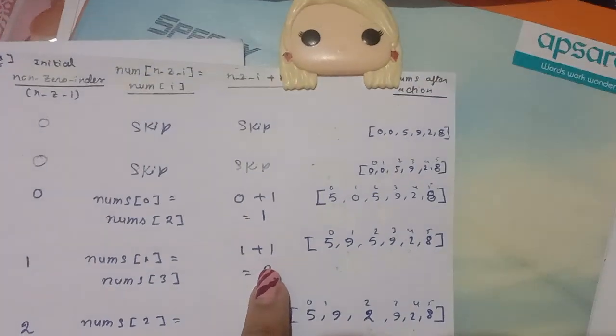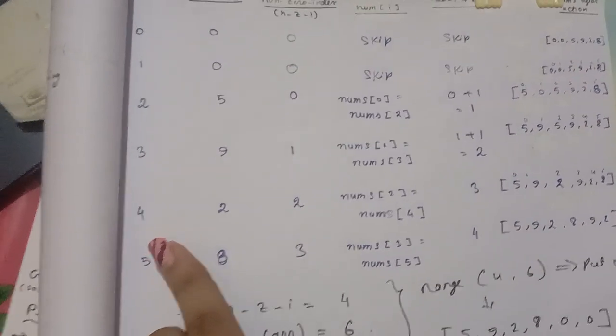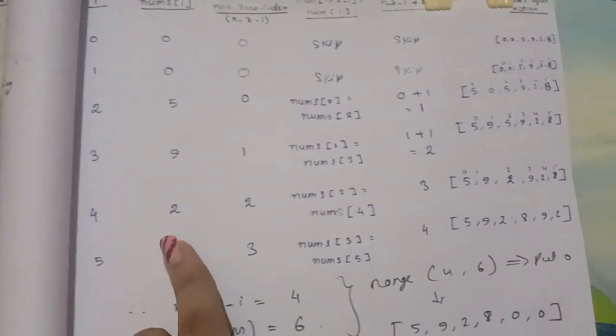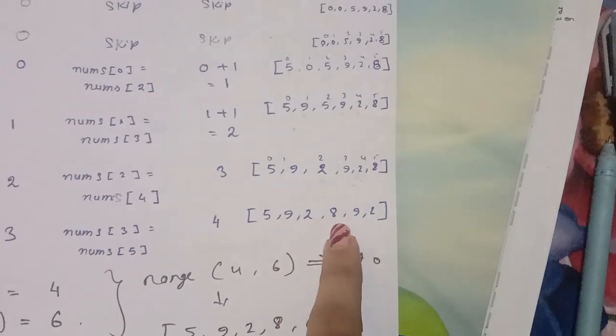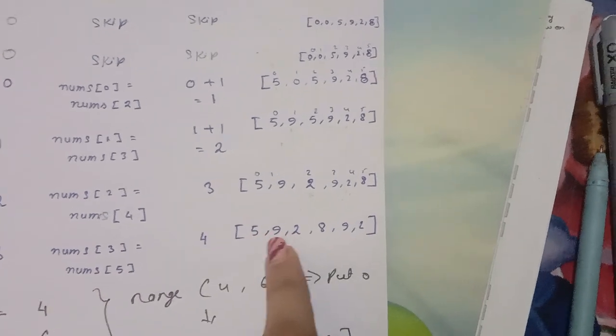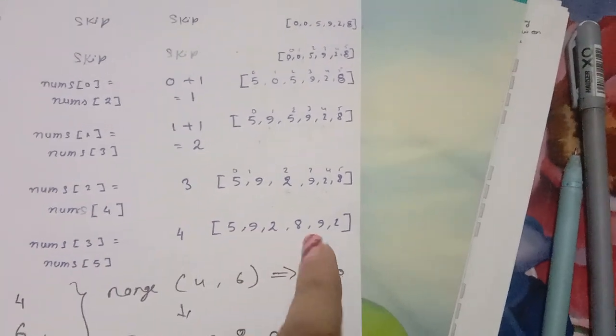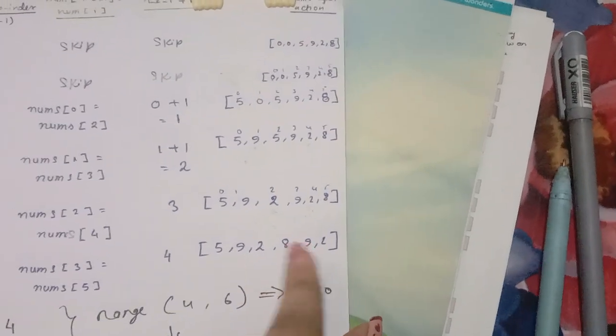Again we increment the non-zero index, and like this we perform the same for 2 and 8. The similar thing is going to happen. But now see, after we are done with all the iterations, we are not putting any zeros at the end. Rather, we see 9 and 2 appearing twice, because of this process.